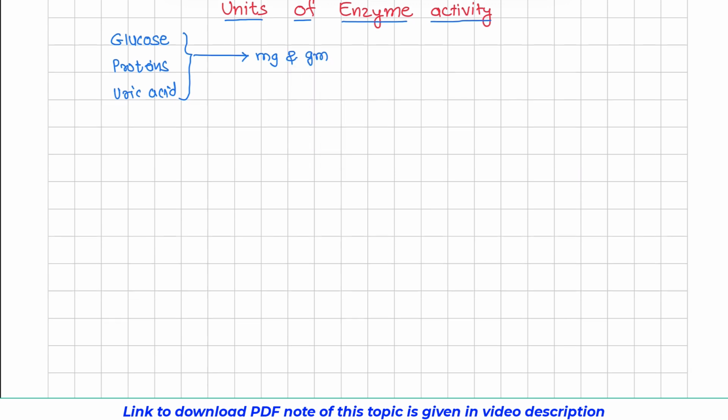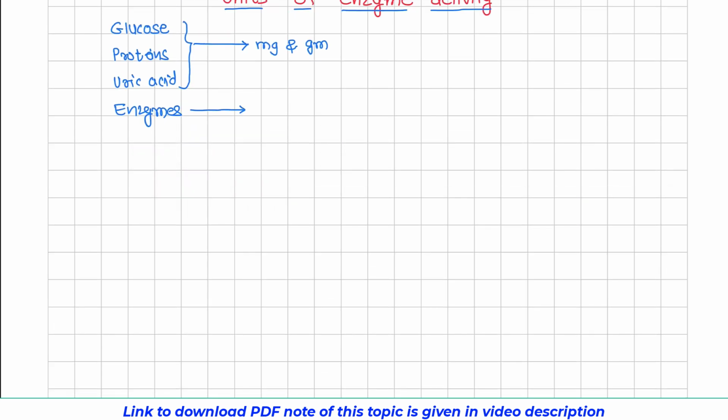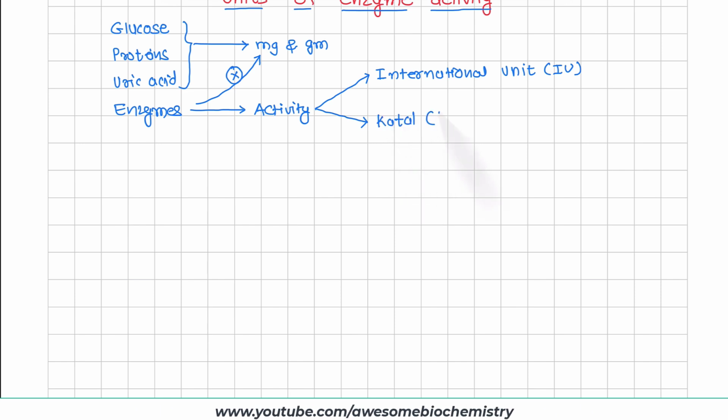In this video tutorial, I am going to discuss the units of enzyme activity. Do you know most of the substances in clinical laboratories, like glucose, proteins, uric acid, are measured in terms of weight, like milligram and gram? But enzymes are measured in terms of their activity, not in terms of their weight. Now, there are two main units of enzyme activity used in biochemistry. These are international unit, abbreviated as IU, and Katal, abbreviated as CAT.